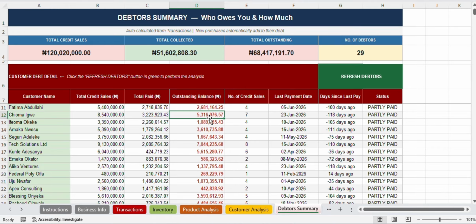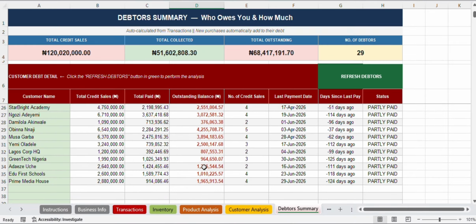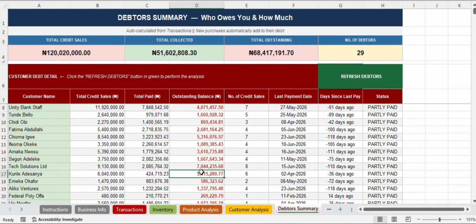We need to call Tech Solution, owing us 7 million. Kunle Adesanya owing us 5 million. So you see the money these people are owing, and it's ridiculous. You get my point? With this sheet, you can see the people that are owing you, and then you need to place a call to them.